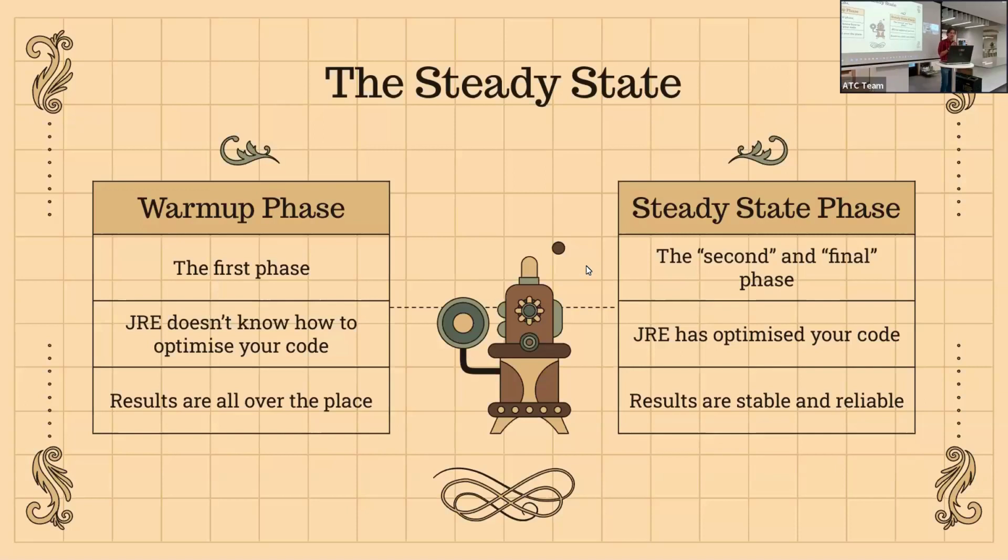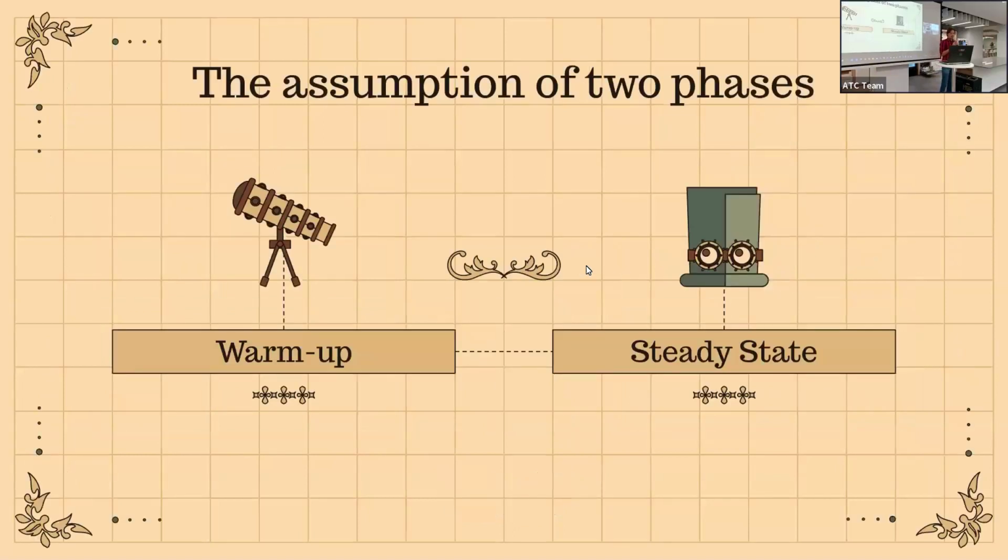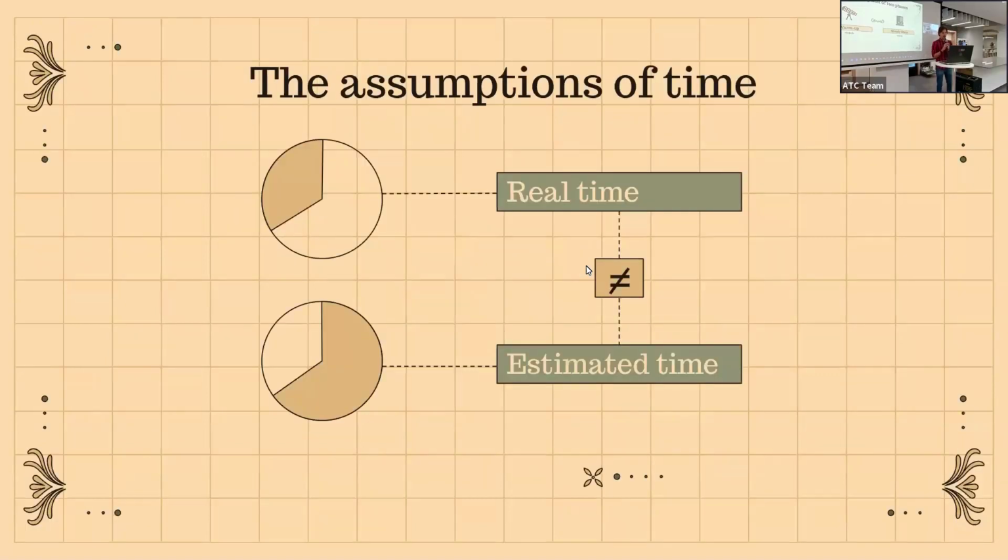So then we get to what we call the steady state phase. The steady state phase is the second and final phase, and I'll tell you why I put those in quotes later. At this point, we assume that the Java Runtime Environment has optimized your code as much as it possibly can. These results are always stable and reliable, and they don't fluctuate beyond a reasonable bound. Now, this means we have an assumption that we will always have a warm-up phase and always have a steady state phase. We also have an assumption of time, that after a particular amount of time or a particular number of iterations, we then will reach a steady state.